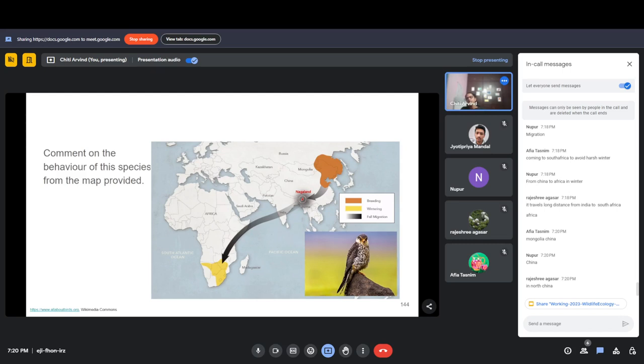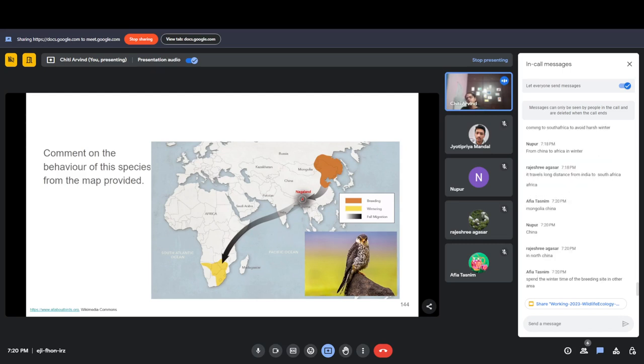So wintering, as someone mentioned earlier, they spend the winter time away from the breeding site in another area. Basically migration happens at some point of time in the year, and this is during the non-breeding season. The non-breeding season comprises of when it goes during the winter, right?